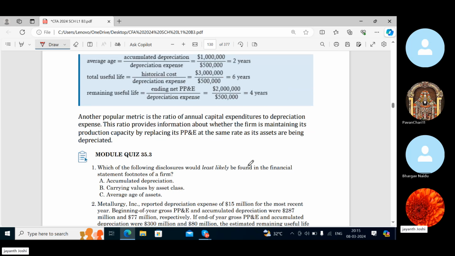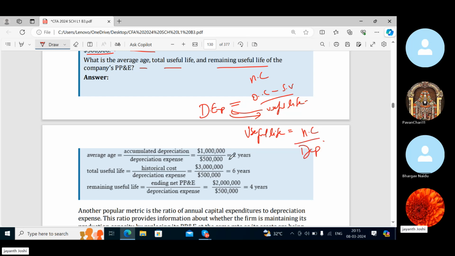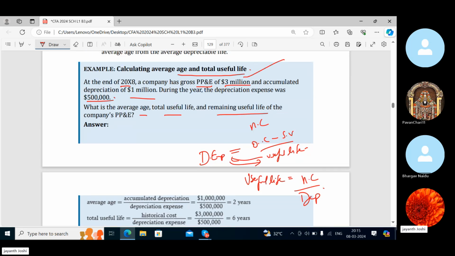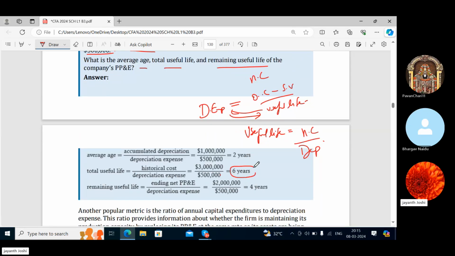See the formula for average age. First of all, you should know the formula for depreciation expense, which is nothing but original cost minus scrap value by useful life. Correct? Original cost is historical cost as well. If there is no scrap value, you keep it zero. So if I bring this here, useful life is equal to historical cost by depreciation. So what is your historical cost of the asset? $3 million. What is the depreciation expense? $500,000. So it is 6 years. Total useful life is 6 years.